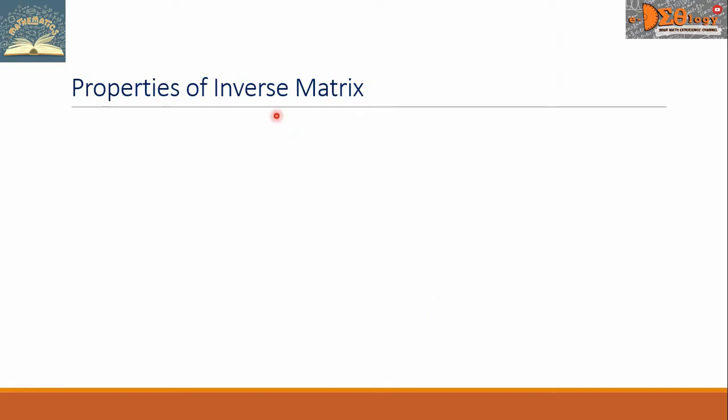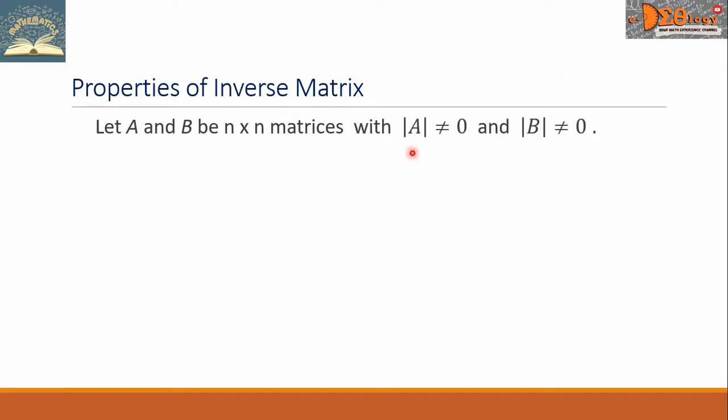Here are the properties of inverse matrix. Let capital A and capital B be n by n matrices, with determinant of A not equal to 0 and determinant of B not equal to 0. Number 1, the inverse of the product AB is equal to the inverse of B times inverse of A. Number 2, the inverse of the inverse of A is equal to A.